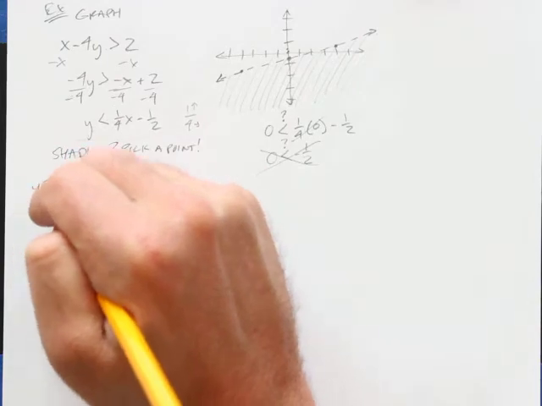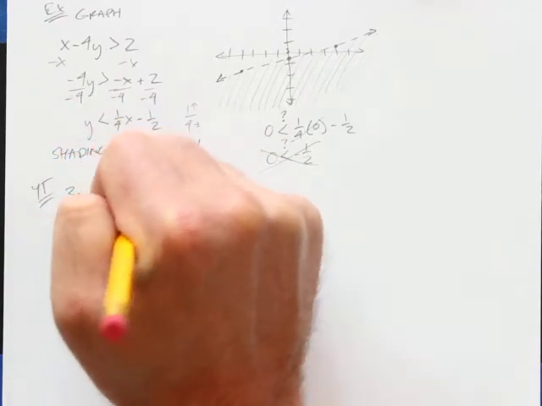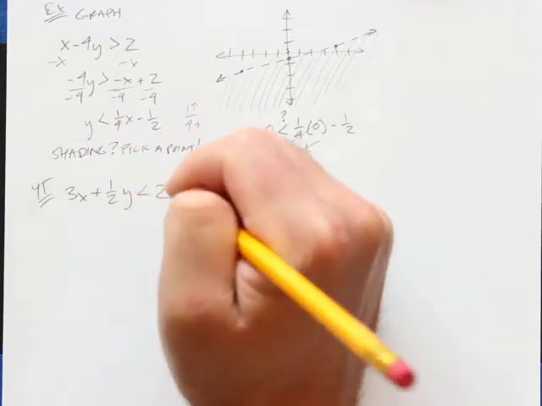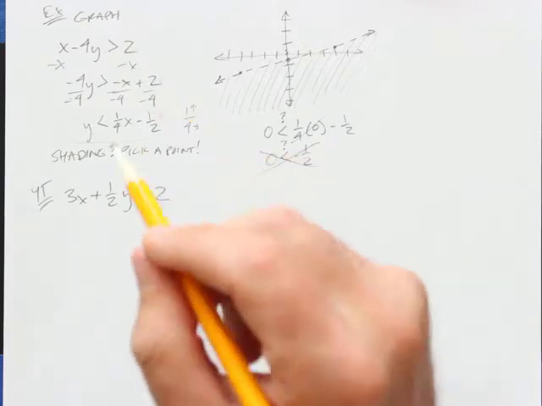Let's do another example. Let's do a u-try. 3x plus 1/2 y is less than 2. Okay, solve for y, get it in slope-intercept form, and then graph this thing. Pause and get to work. All right, let's see how you did.